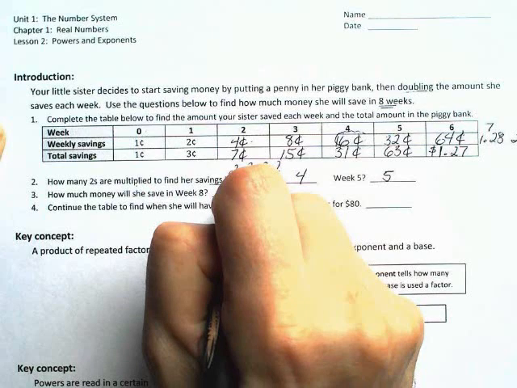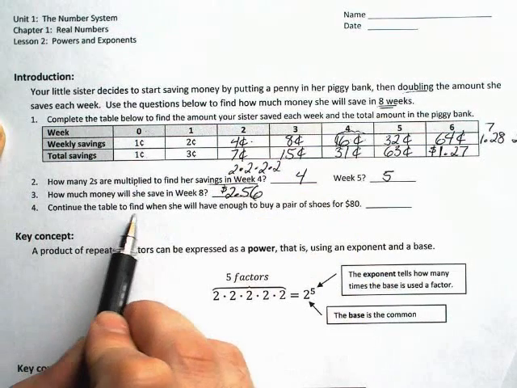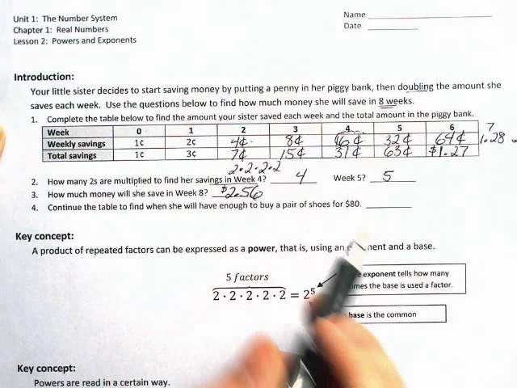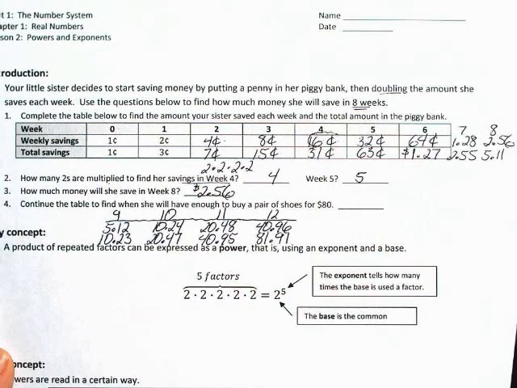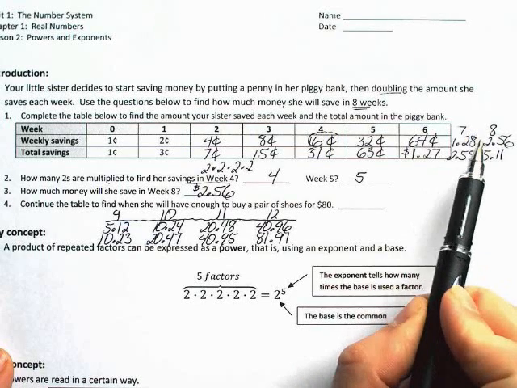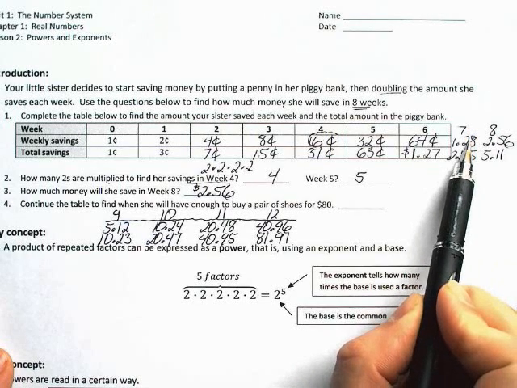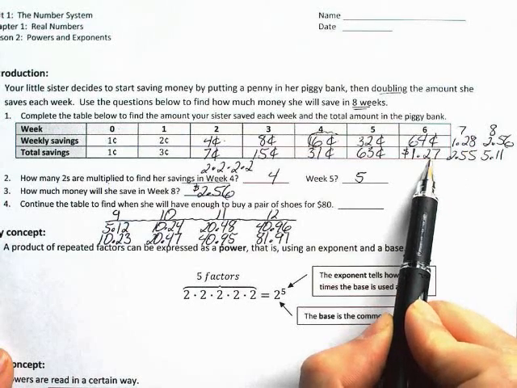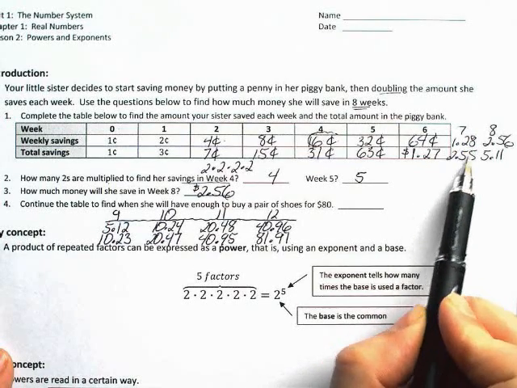So that right there is $2.56. Okay. Now continue the table to find when she will have enough to buy a pair of shoes for $80. Okay, and here I've extended the table. So up here I figured out for the 7th week and how much money she saves that week, and then adding to what was in there before, getting the total.